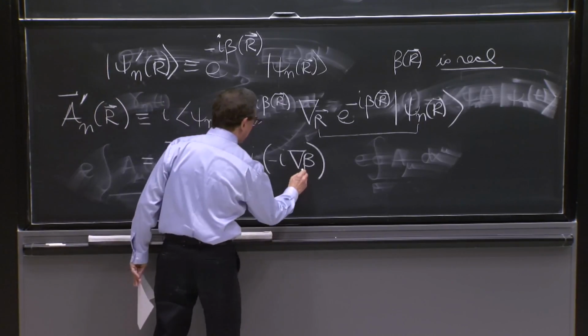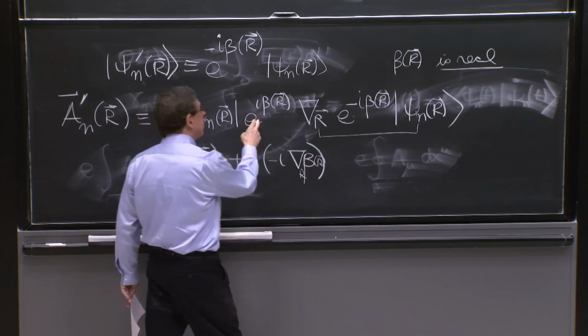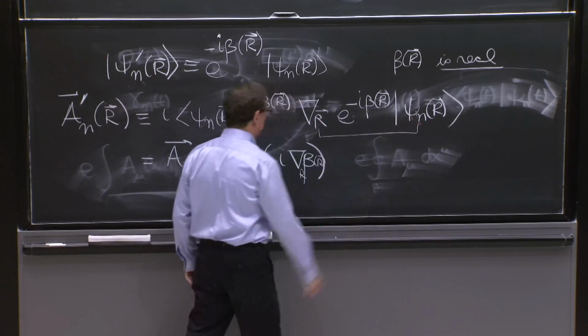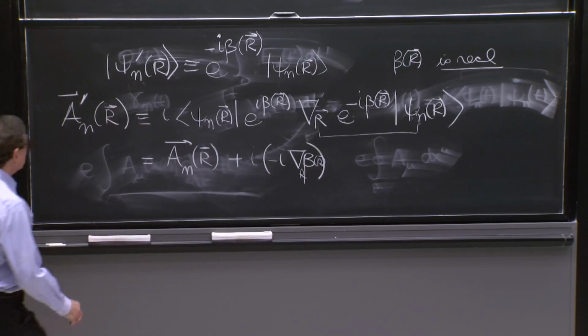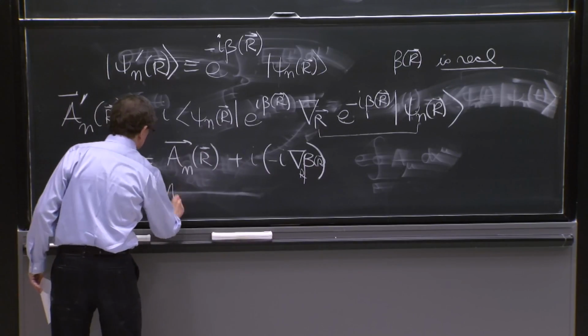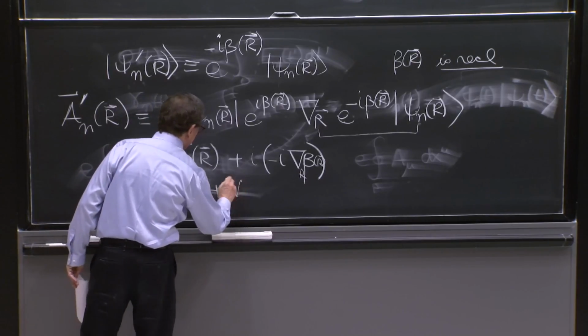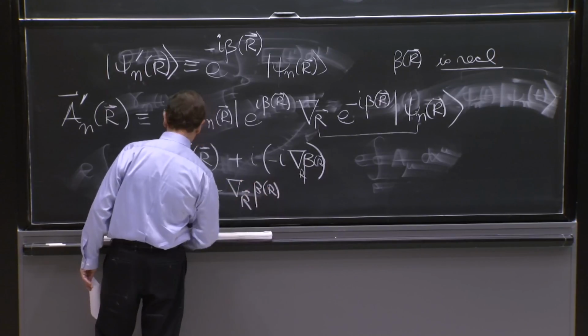Maybe I'll put the R on the R. And then this cancels, and you have the state with itself, which gives you 1. So that's all the second term gives you. So here we get A_n of R plus gradient_R of beta of R.